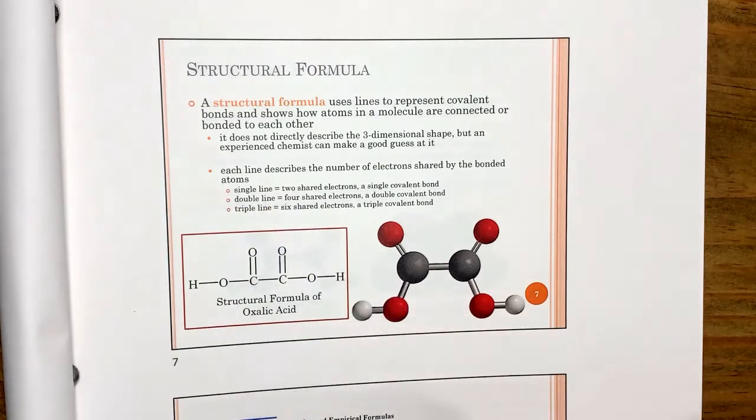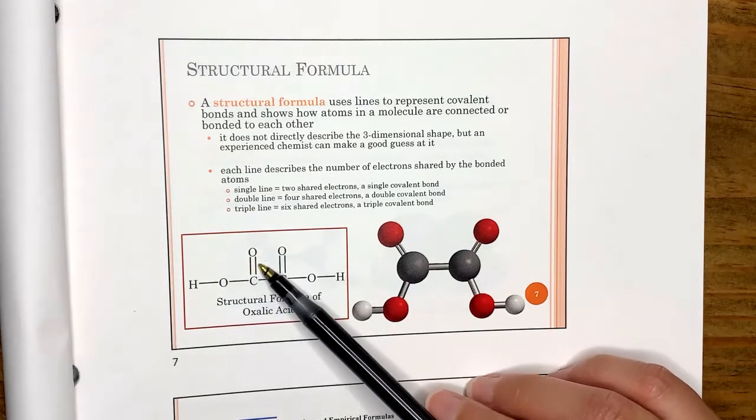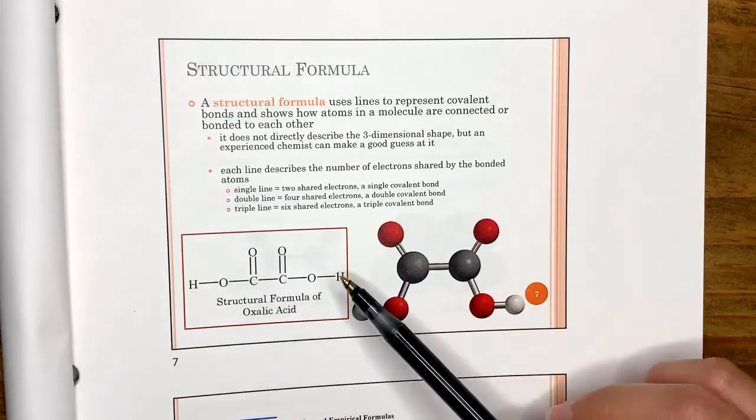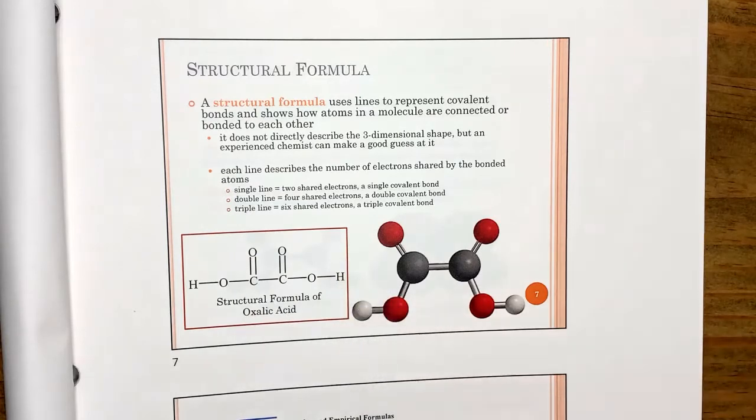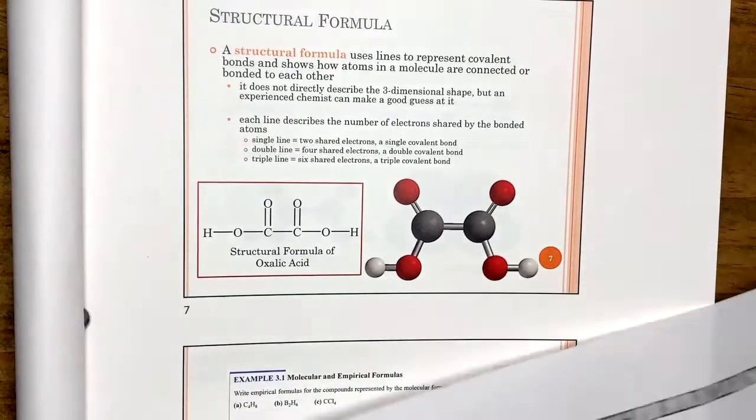So each line represents 2 electrons, okay? So that's a single bond, 2 electrons. That's a double bond, 4 electrons. And if you ever see 3 lines together, that would be a triple bond where you have 6 electrons. All right, so let's try some examples here.